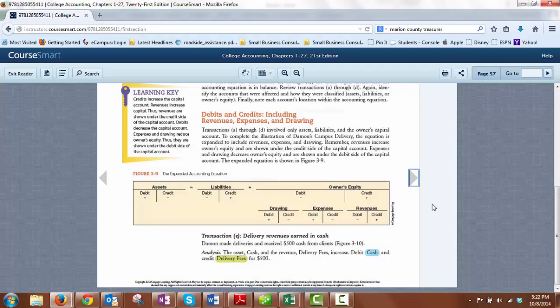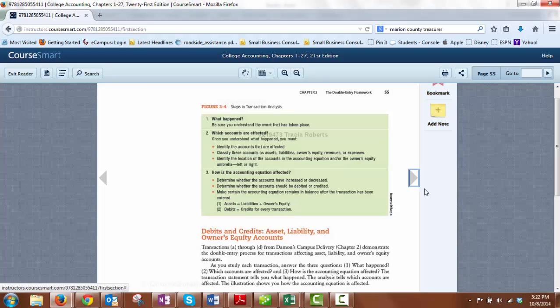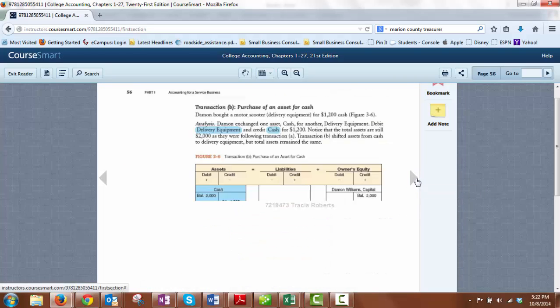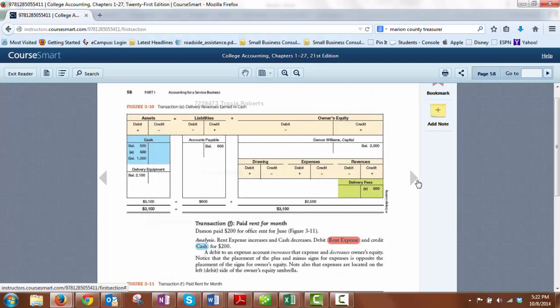Now let's go ahead to this next transaction. Kind of skips on 2 pages. So you're going to have to see the first part of it is on page 57 at the bottom. And this is delivery revenues earned in cash. So this is where we've earned some money from whatever our business is and they've paid us in cash. Damon made deliveries and received $500 cash from his clients. So we need to go to our other page to see how that transaction holds up. Sorry, I clicked the wrong page.